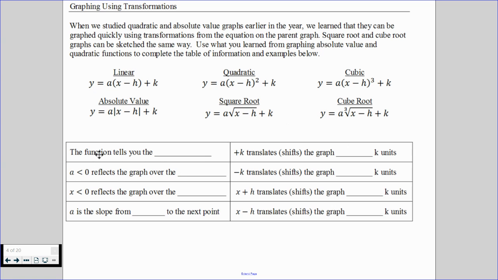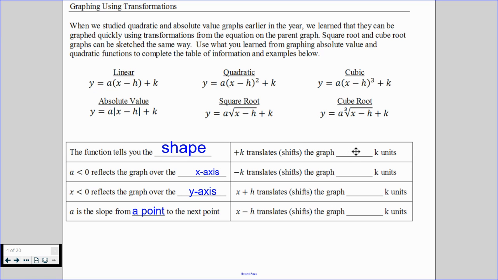So when you're looking at this, when you just think about what the function does, it tells you the shape of the graph. And then we're going to start to look at that a value because it gets applied next. And that is going to, when it's less than 0, reflect over the x-axis. So that's, we've looked at a. When x is less than 0, which we haven't really looked at any of these, they're going to reflect over the y-axis. And that's going to be a b value we're going to add in later in the year. A is the slope from a point to the next point, and that's going to stretch or shrink your graph.